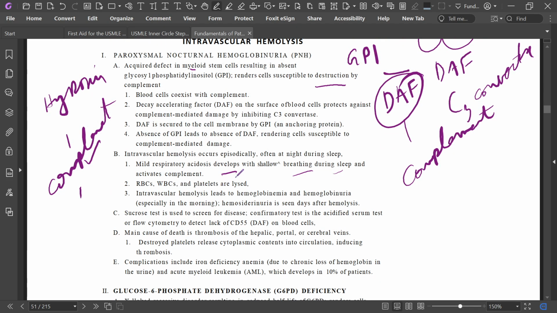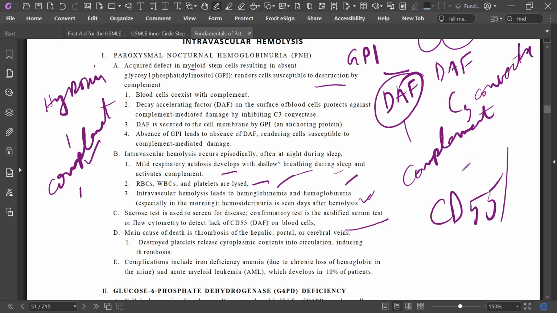So RBCs, WBCs and platelets are lysed. So there is intravascular hemolysis, which leads to hemoglobinemia, which leads to hemoglobinuria in the morning. Hemosiderinuria is usually seen after hemolysis. Sucrose test is used to screen for the disease, and confirmatory tests are the acidified serum test or flow cytometry to detect CD55 or 59 on the blood cell.